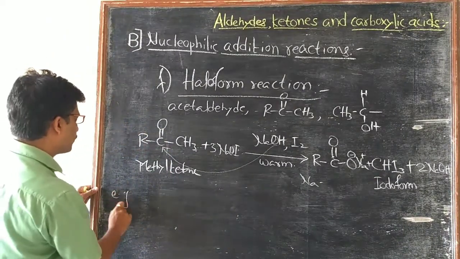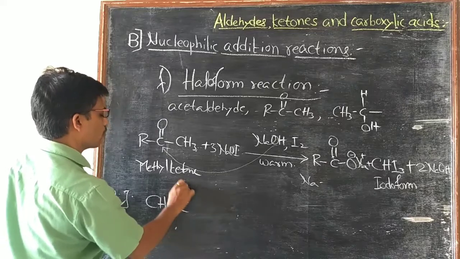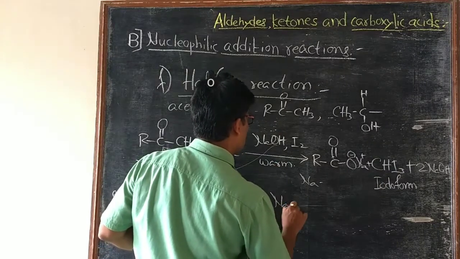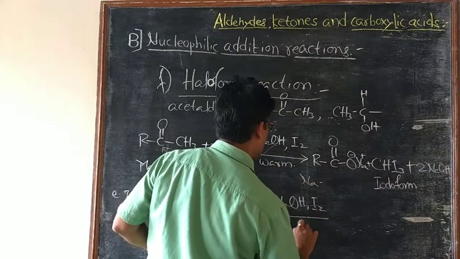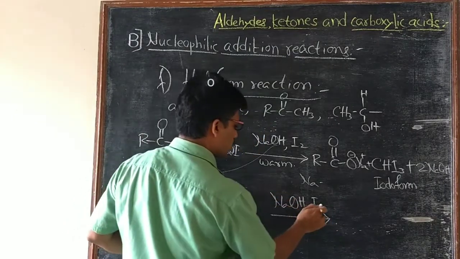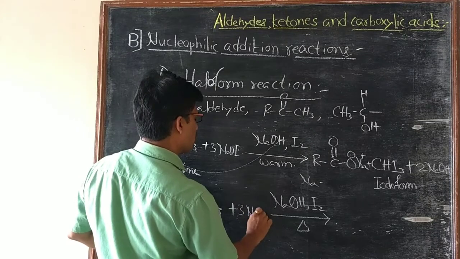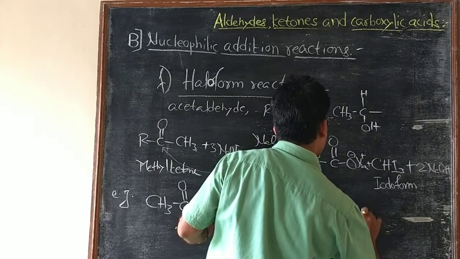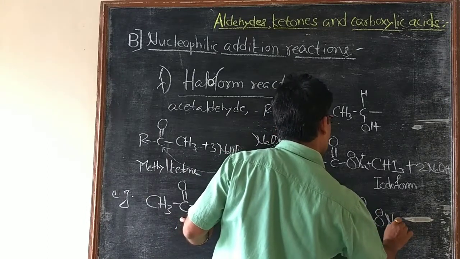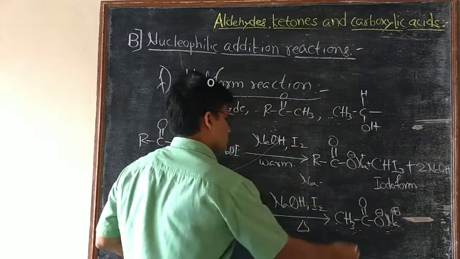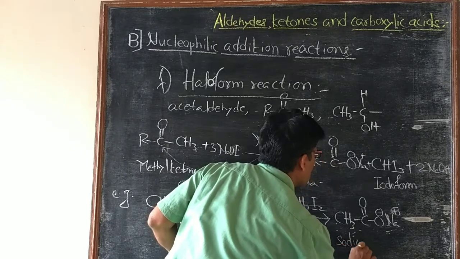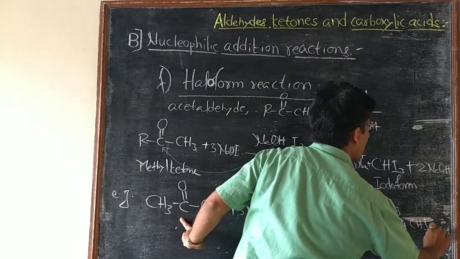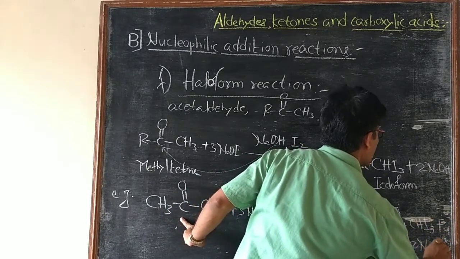For example, acetone when heated with sodium hydroxide and iodine, with sodium hypoiodide, forms the sodium salt of acetic acid, sodium acetate, then iodoform plus twice NaOH.